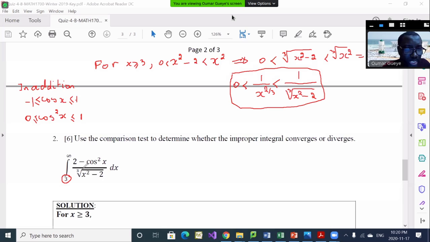But what I want is minus cosine squared. I have to multiply by minus 1. Minus cosine squared is going to be, in this case, between which values? You guys can tell me: if my cosine squared is between 0 and 1, minus cosine squared is going to be between?